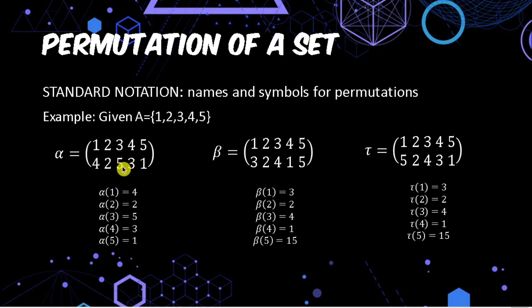But this is our standard notation for a permutation. This is another permutation and another permutation. Of course, there are more possible permutations that can be derived from this given set. This is the Greek letter tau. T-A-U, tau.